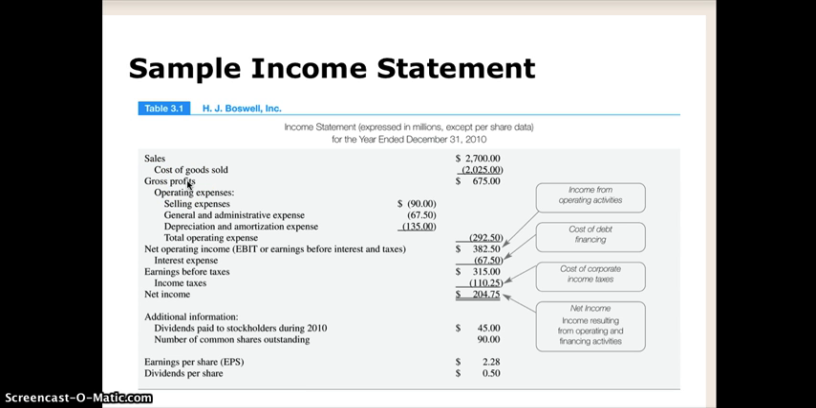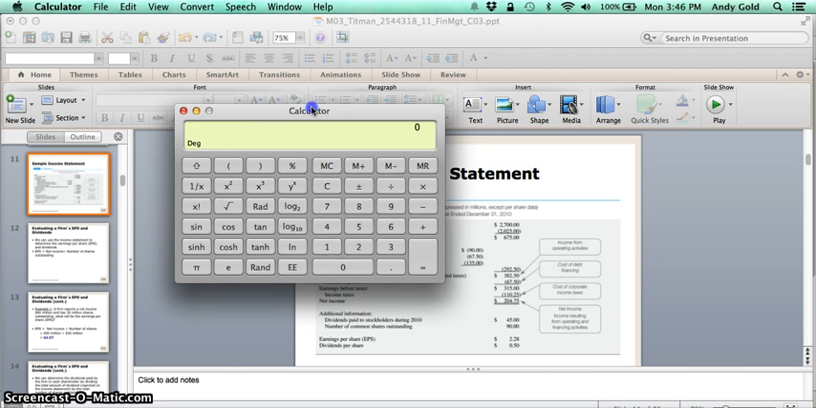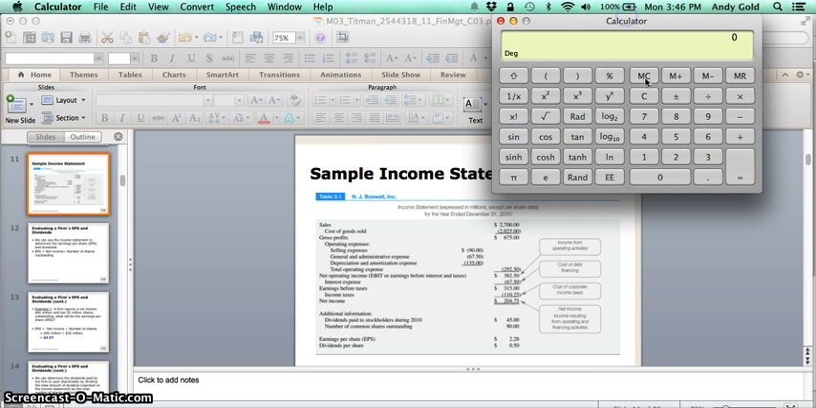One of the calculations you'll be doing is to figure out what the gross profit margin is of the business. I'm just going to minimize this screen for a second and bring up my calculator. Gross profit margin is calculated by taking the gross profits of the business, which in this case is 675, and dividing it into the revenues of, in this case, 2,700. So in this case, this company has a gross profit margin of 25%.